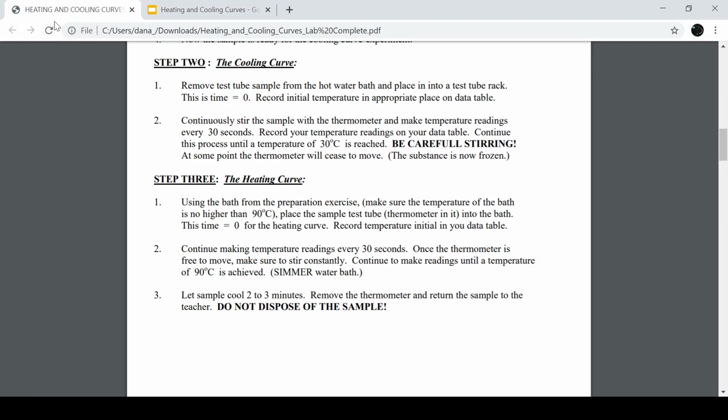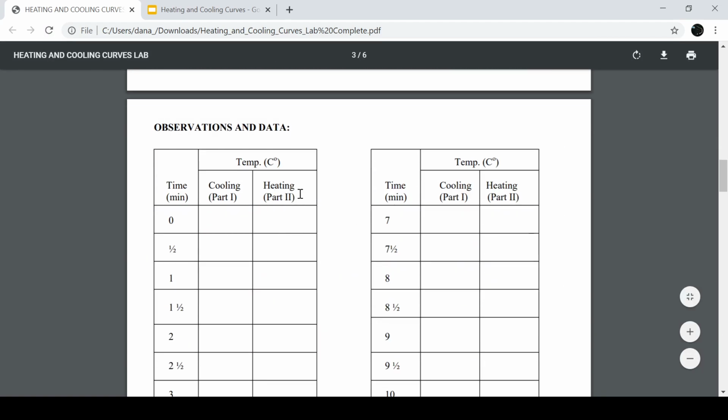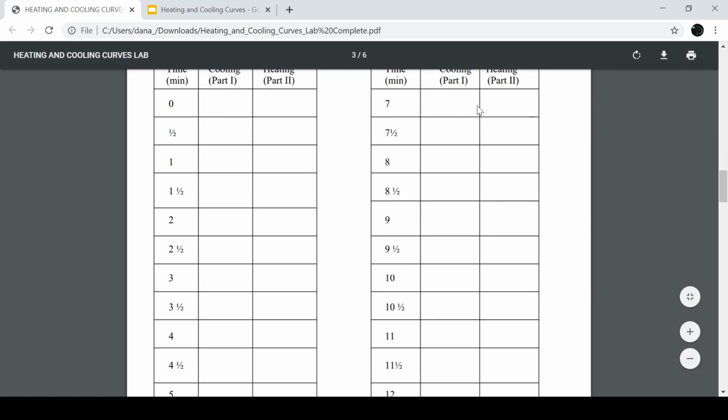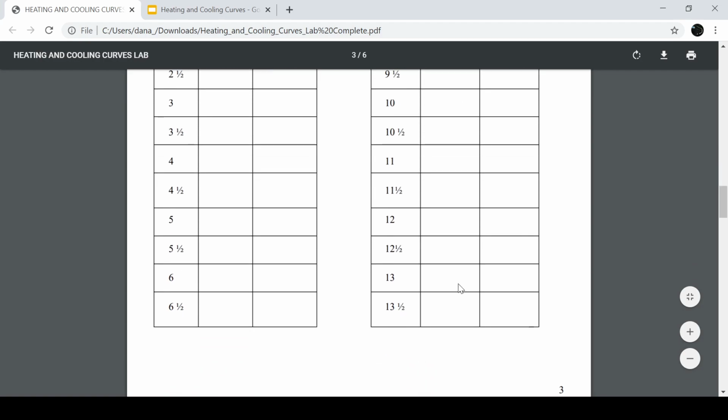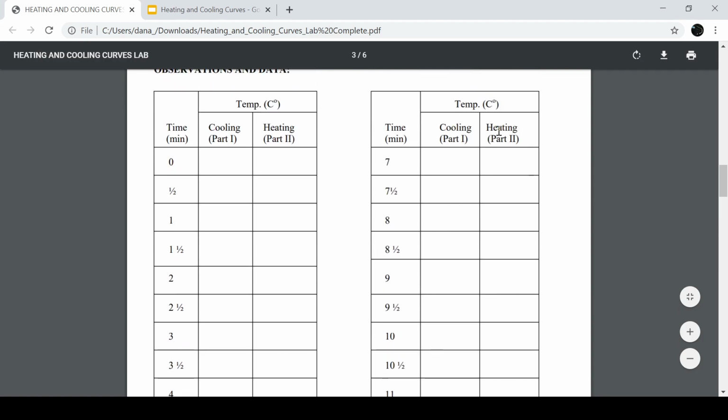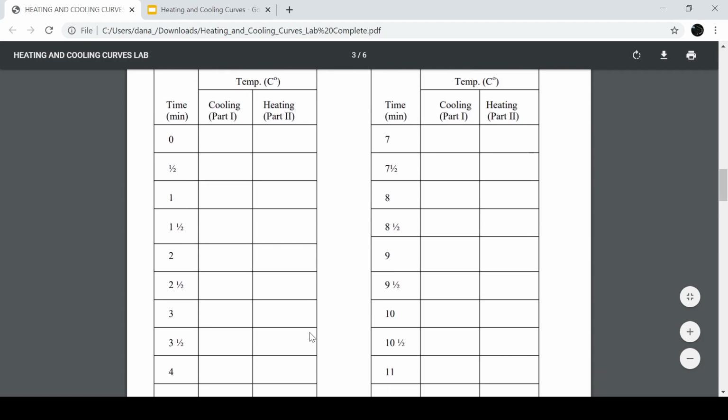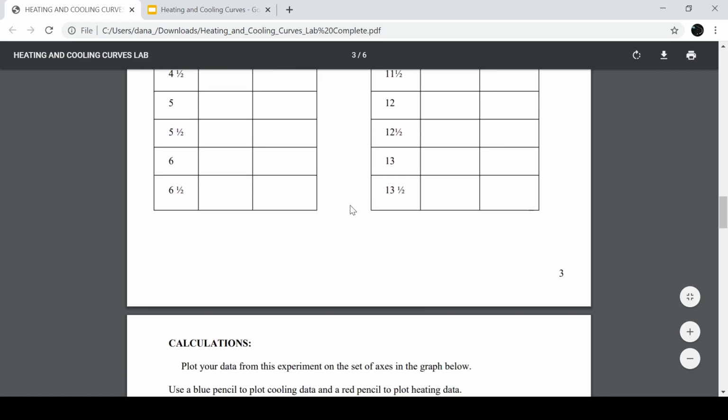Now, if you end up getting all of your information, you're going to record it here. This is going to be your cooling side. This will be the heating side. Okay, so cooling, you're going to go all the way down. Maybe it'll take 13.5 minutes, maybe it won't. Heating, you're going to go all the way down. Maybe it'll take 13.5 minutes, maybe it won't.